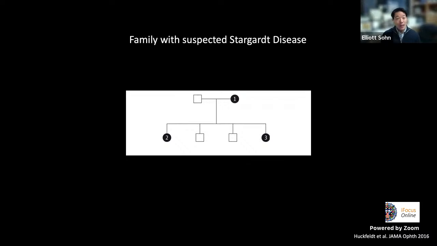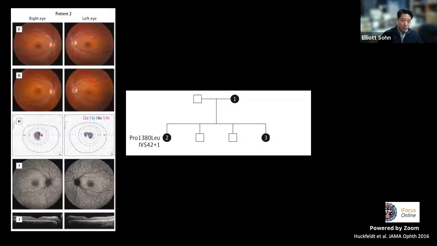Okay, so let's talk about a case here. This is a patient or a family with suspected Stargardt disease causing mutations in ABCA4. So this is autosomal recessive. So they have to have 2 mutations to cause the disease. And as you can see, patient 2 and 3 are the daughters of a patient who was also affected, patient 1. So let's look at patient number 2 first.